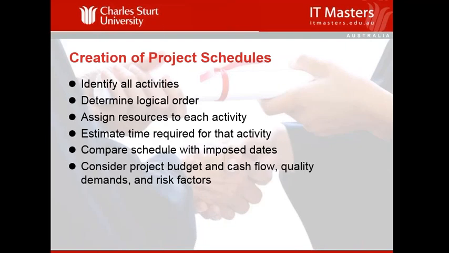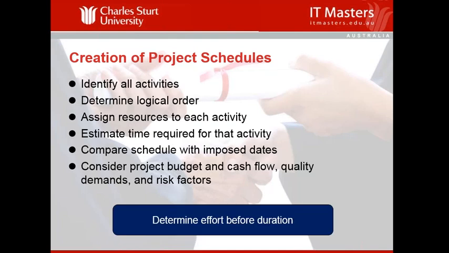So this is just a list of the steps to create a schedule: identify all the activities, determine the logical order, assign resources, estimate the time required for each activity. We compare the schedule with the imposed dates. Imposed dates, for example, somebody says the Melbourne Cup is going to take place on the first Tuesday of every November, at 3 o'clock. That is an imposed date, an imposed time, so you've got to meet that. It is a deadline that has to be complied with. We consider the project budget and cash flow, quality demands and risk factors when we're drawing up our schedule.